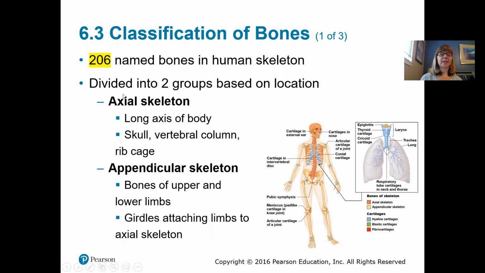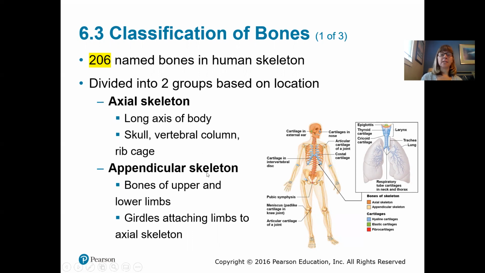So axial, think of an axis. So a top spinning on the axis. Think of your earth spinning on an axis. So think of something long and thin. So your head and your spine, that is the axis, okay, along with the ribs. So that is the axis. And in this diagram here, you can see it's in the darker orange color. That is your axial skeleton.